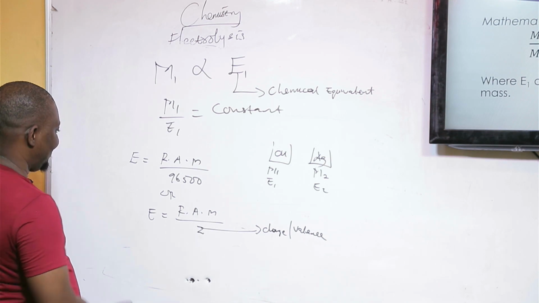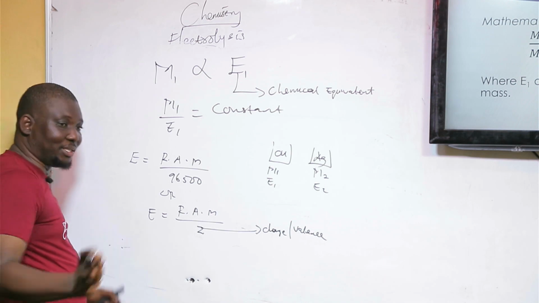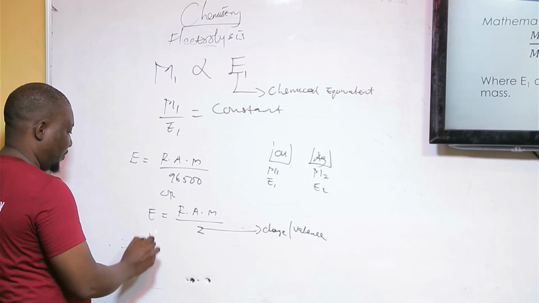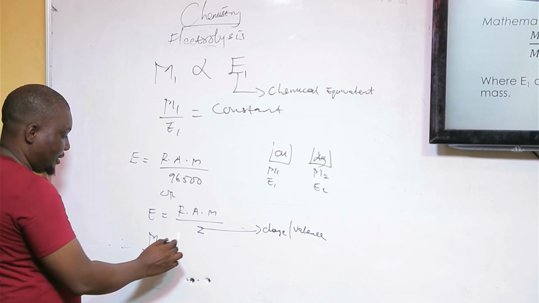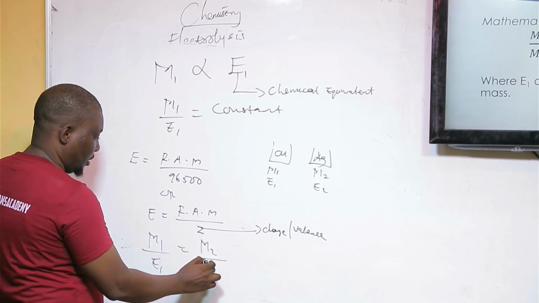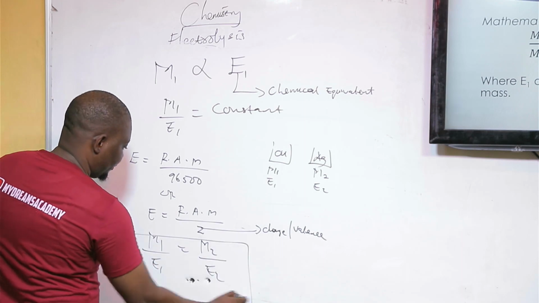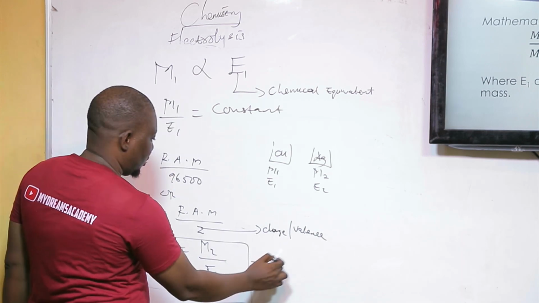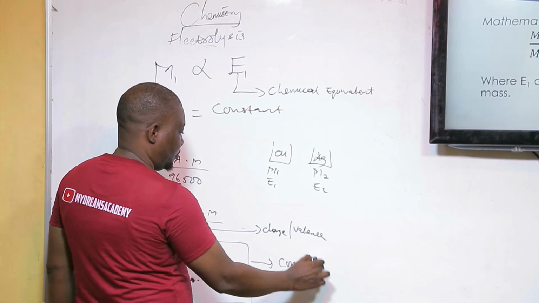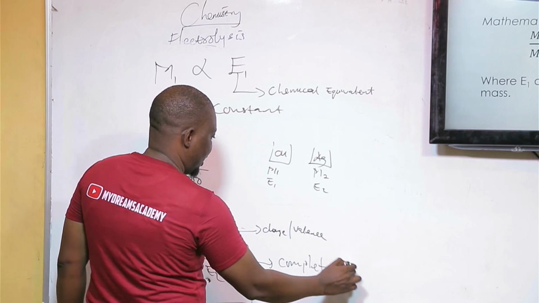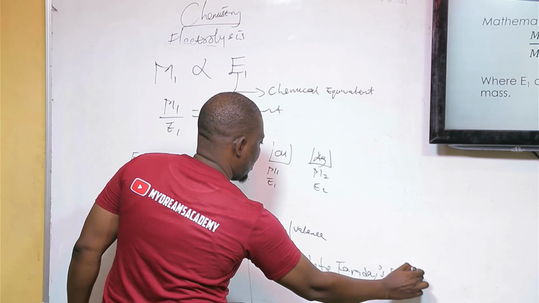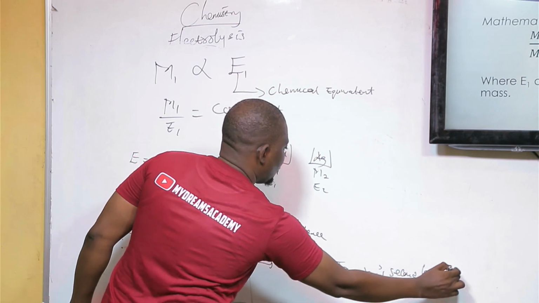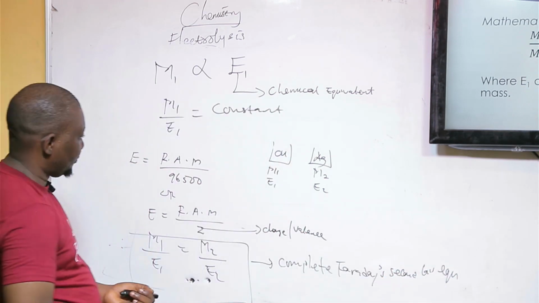So finally, you can say the complete second law is therefore M1 over E1 for one metal is equal to M2 over E2 for the other metal. You can call this the complete Faraday's second law equation. Okay, please take it down hurriedly.